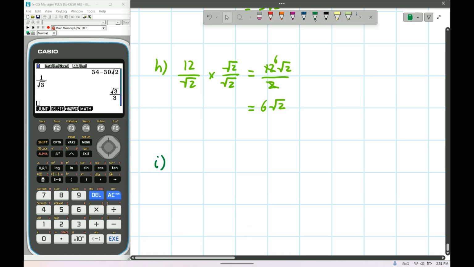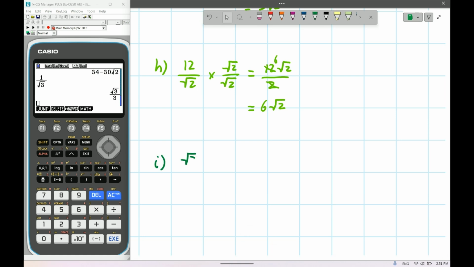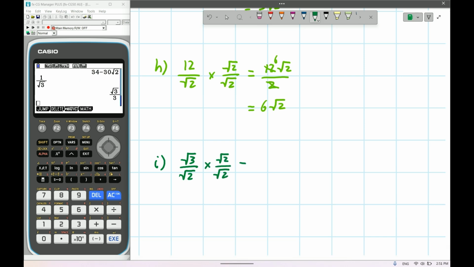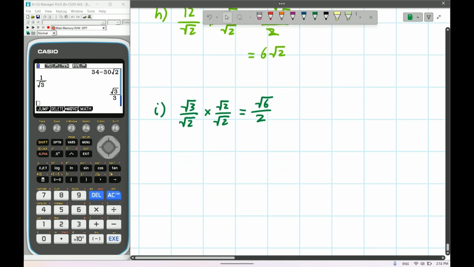And now we're up to I. So we got root 3 over root 2. So you got root 3 over root 2. Multiply that by square root 2 over square root 2. So the top will become square root 6 over square root 2 times square root 2 just becomes 2. Okay. And in this particular case, it doesn't look like we can simplify it further.